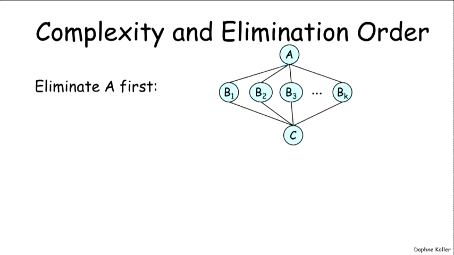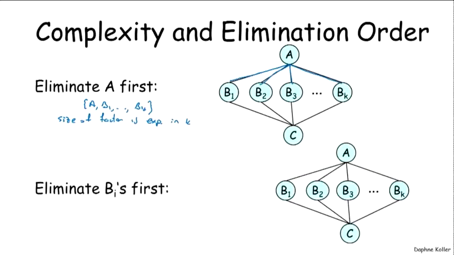Well, we have a factor AB1, AB2, AB3, up to ABK. And the total scope of the factors of this factor that we generate is going to be A, B1, up to BK. So it's going to be exponential in K. So the size of the factor is exponential in K. Maybe this is inevitable. Well, no.